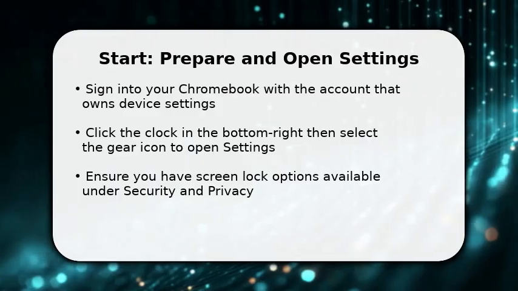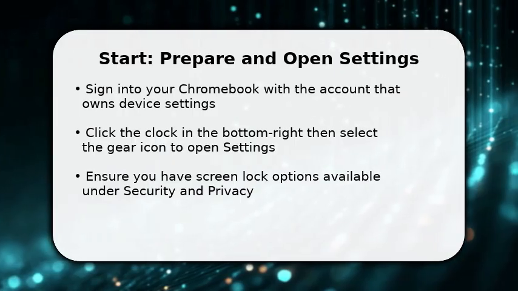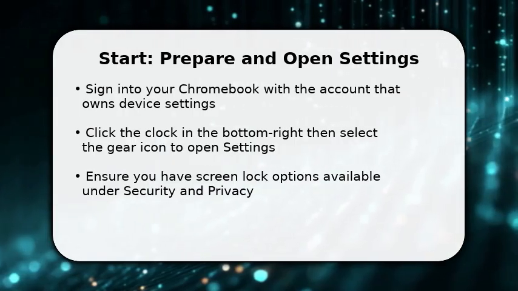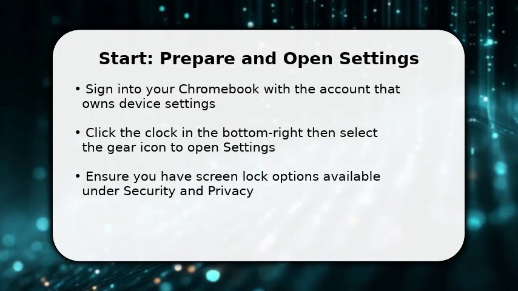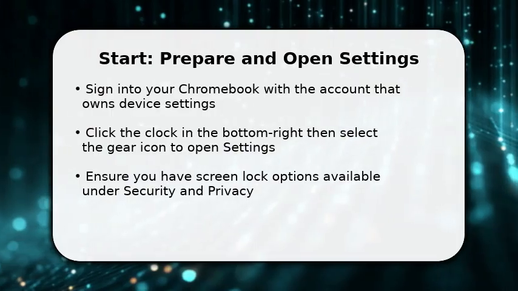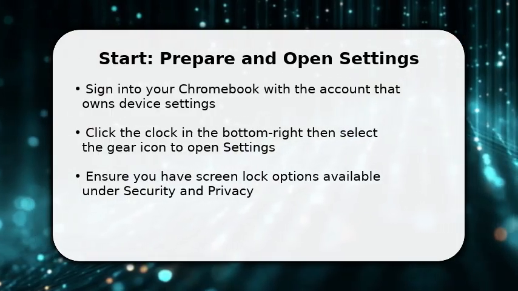You'll start by confirming you're signed into the account that controls device settings. Once signed in, click the clock area at bottom right and choose the gear icon to open settings. Make sure your Chromebook is on and awake. If not, press the power button briefly.